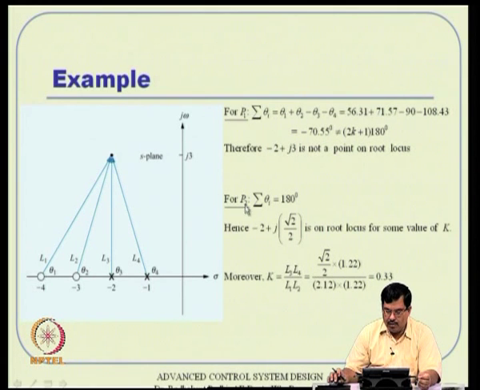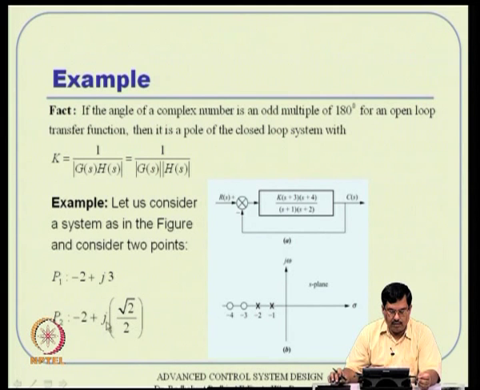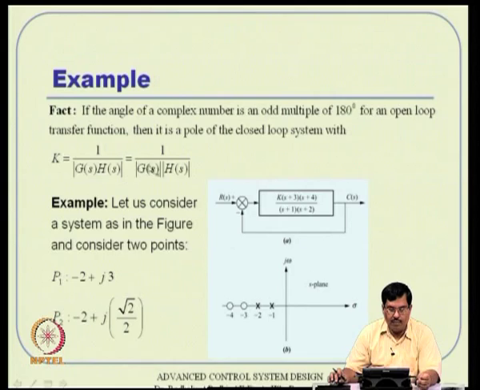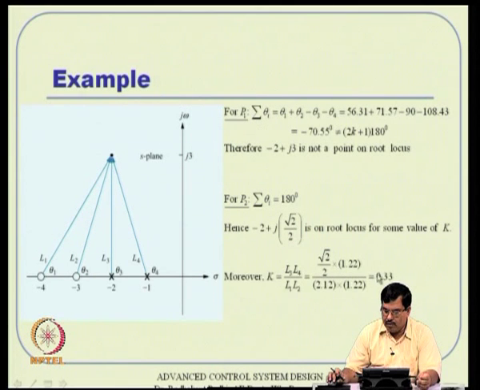However, if you talk about point P2, which is -2 plus j 1 by root 2, and do the same algebra again, it turns out that the summation of these angles is actually 180 degrees. That means point P2 is part of the locus. Once it is part of the locus, the gain value corresponding to this point is given by this formula: L3 L4 divided by L1 L2. Carrying out this magnitude condition, the magnitude turns out to be 0.33.